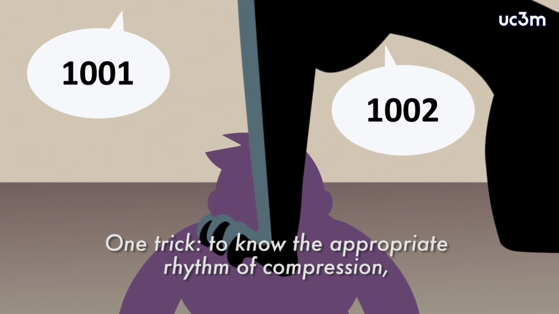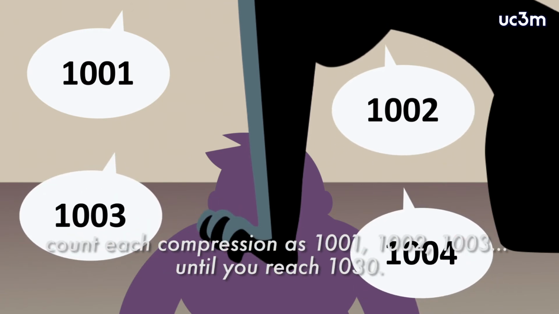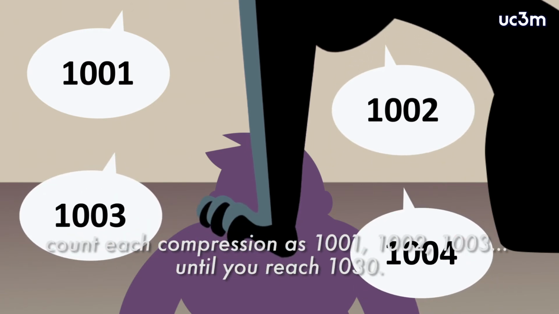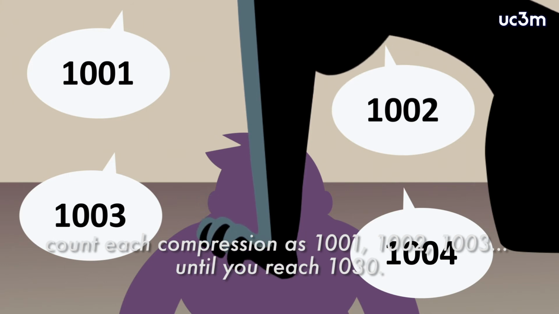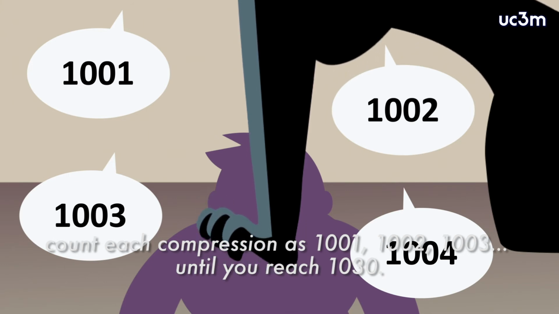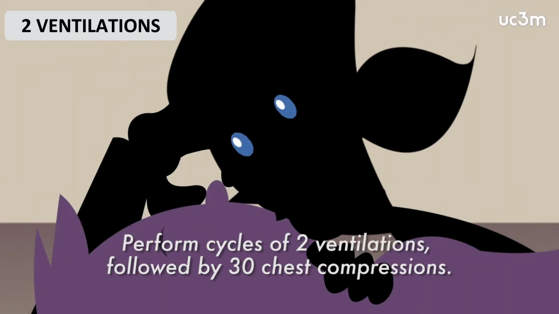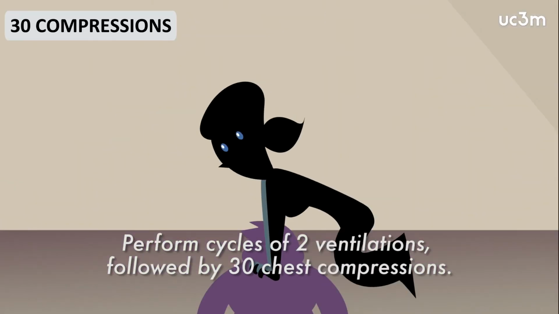One trick: to know the appropriate rhythm of compression, count each compression as 1001, 1002, 1003, until you reach 1030. Perform cycles of 2 ventilations, followed by 30 chest compressions.